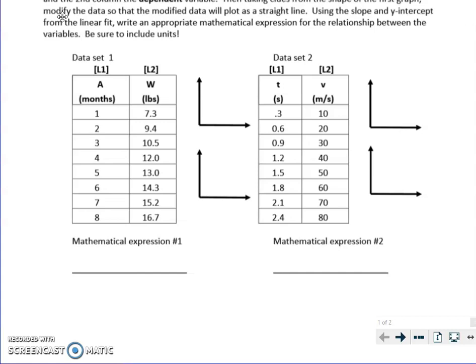All right, so I'm going to do data set 2, and then on the other side I'm going to do data set 3. The others you're going to try on your own. For each data set you have an x variable and a y variable, in this case t and v. t has units of seconds and v is meters per second. You don't have to necessarily know what they stand for, but it's time and speed.